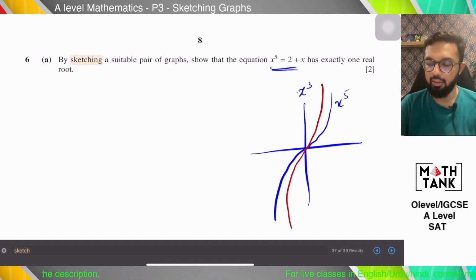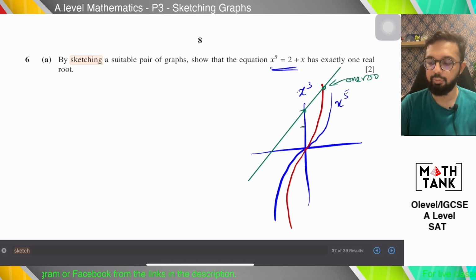And then when you're trying to draw 2 plus x, what you're going to do is calculate the intercepts and say that 2 plus x will look something like this, and it's going to have one root. Okay, that's the graph of x power 5, and this red one is the graph of x power 5 and x cubed.